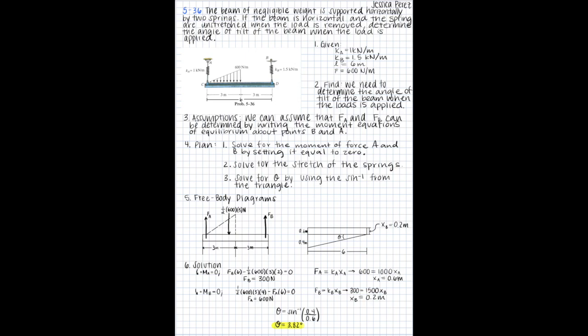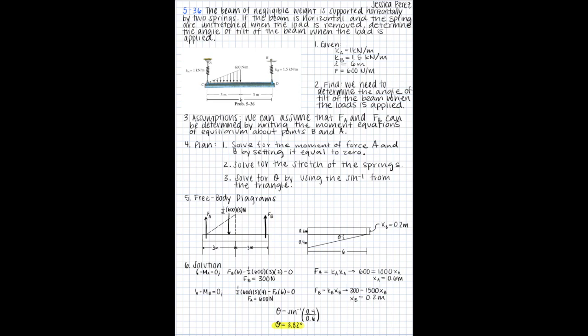Then that brings us to step 3, which is to make an assumption, and we can assume that Fa and Fb can be determined by writing the moment equations of equilibrium about points B and A. That then leads us to step 4, which is to make a plan. So step 1 would be to solve for the moment force of A and B by setting it equal to 0. Step 2 would be to solve for the stretch of the springs, and then step 3 would be to solve for the angle by using the inverse sine from the triangle.